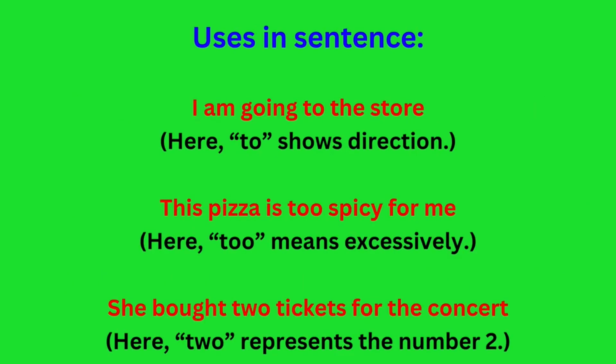In a sentence, "I am going to the store." Here, to shows direction. "This pizza is too spicy for me." Here, too means excessively. "She bought two tickets for the concert." Here, two represents the number 2.